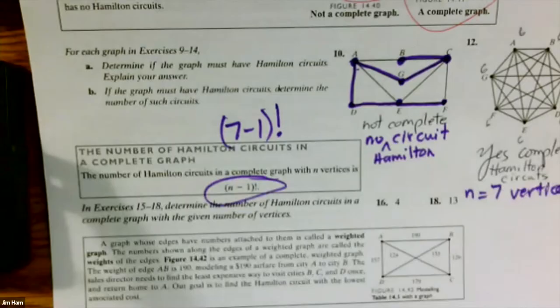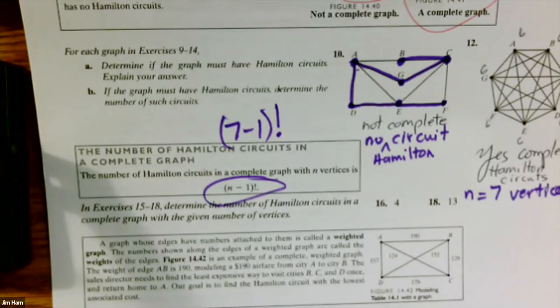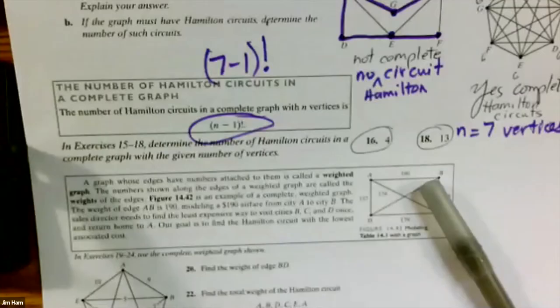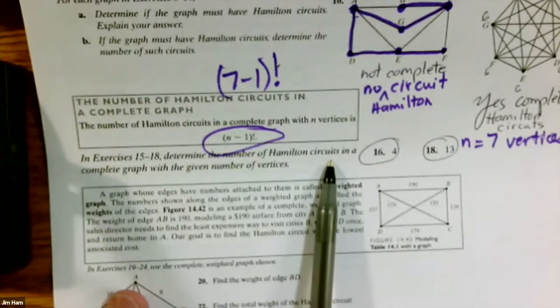So we're looking at Hamiltonian graphs and we're looking at properties of them. And here's one, the number of Hamilton circuits in a complete graph. Go ahead and do number 16 and 18. Put your answers in the chat. If you don't know, put a question mark. Start with 16. Determine the number of Hamilton circuits in a complete graph with a given number of vertices, 4.